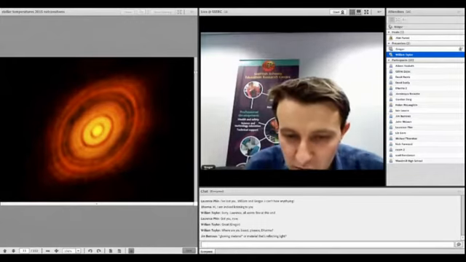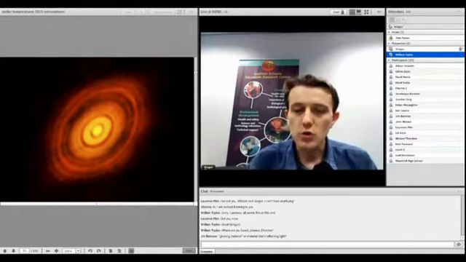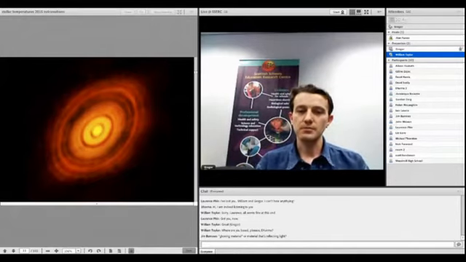Generally glowing material. It's relatively faint, which is why we quite often have to have long exposures to see it. There is reflection as well, but generally glowing.